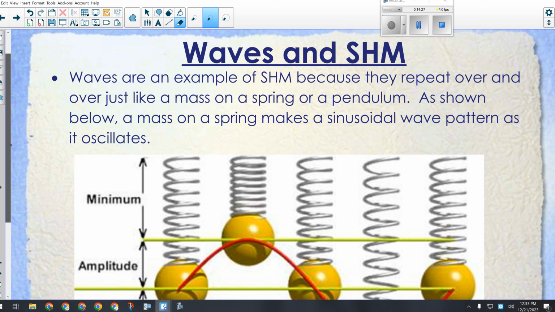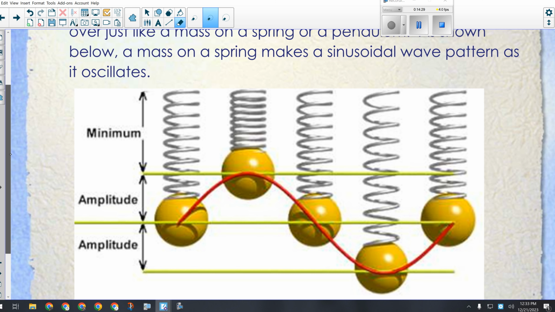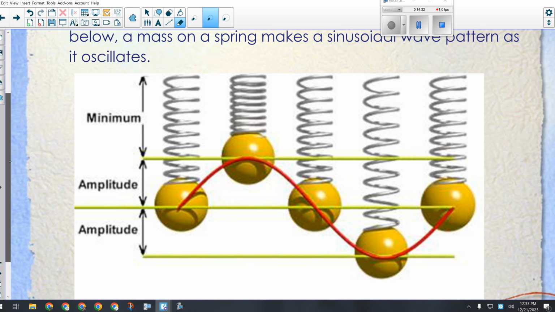Okay, so like we said, waves are going to be produced by an object that's oscillating, a source that's oscillating in simple harmonic motion. When a mass on a spring oscillates, it makes a sinusoidal wave pattern. A pendulum would do the same thing. If I had a pendulum swinging back and forth in front of me, and I had a little pencil on the back of it, and I pulled paper past that pencil while it swung back and forth, it would draw a wave on the paper. Simple harmonic motion always produces a waveform.